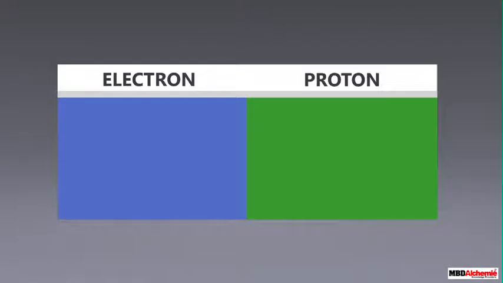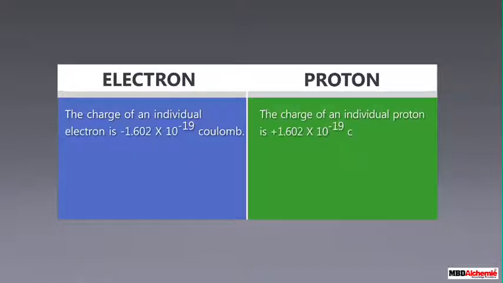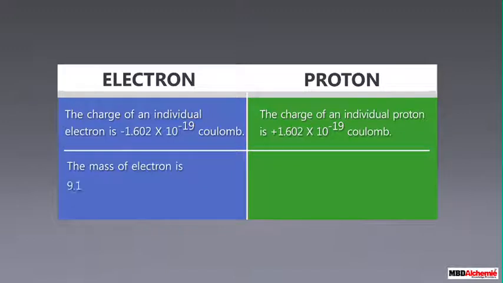Let us now compare some of the features of these particles. The charge of an individual electron is minus 1.602 × 10^-19 coulomb, whereas it is plus 1.602 × 10^-19 coulomb for protons. And if we compare masses, it is 9.107 × 10^-28 gram for an electron and 1.672 × 10^-24 gram for a proton.